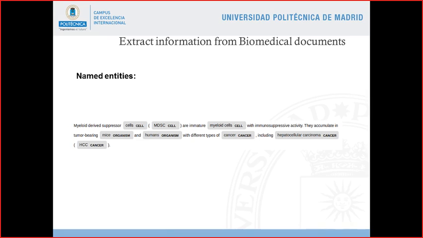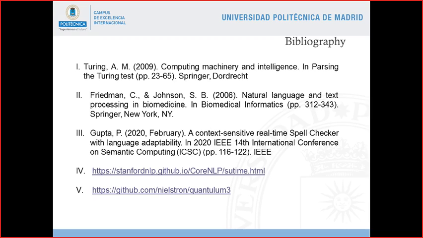So here, as you can see, in a hurry, we saw how to extract information from biomedical documents. So this is all from my side. I don't know if you have any questions or final thoughts.